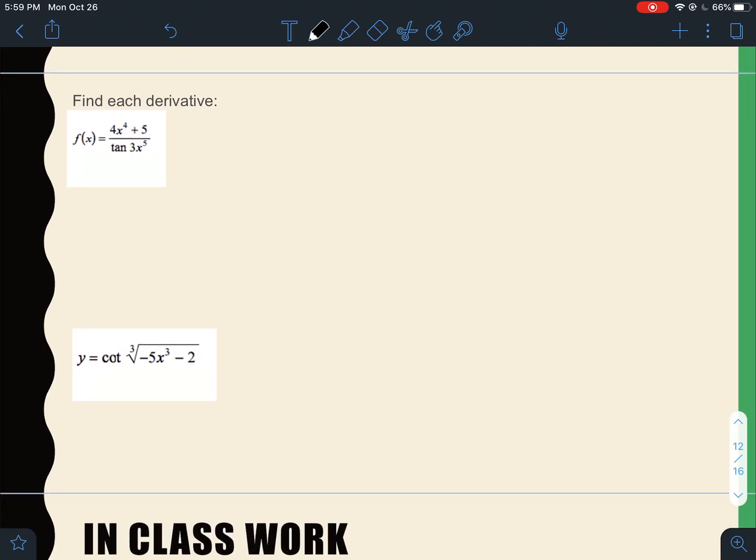All right, why don't you guys pause the video and try the next two? So you're going to have to use some chain and quotient. And the second one has a chain within a chain. So see what you guys can do with that. So go ahead and pause the video and try those two.